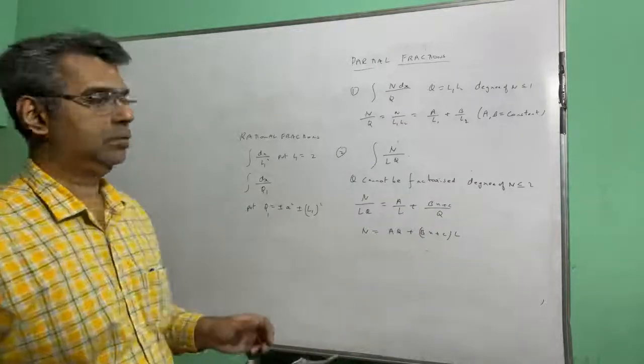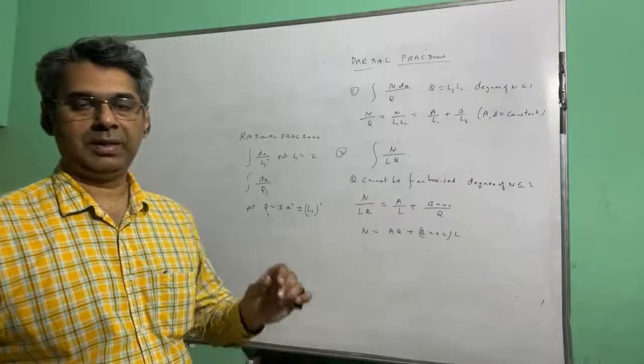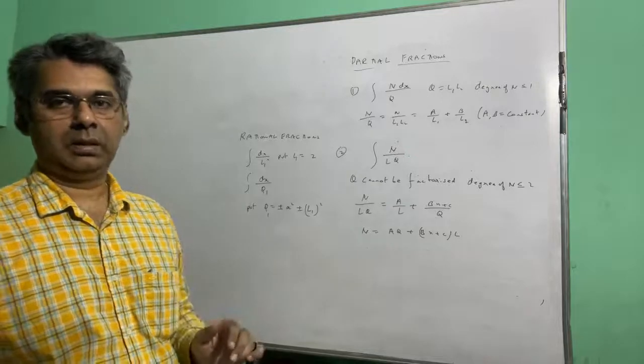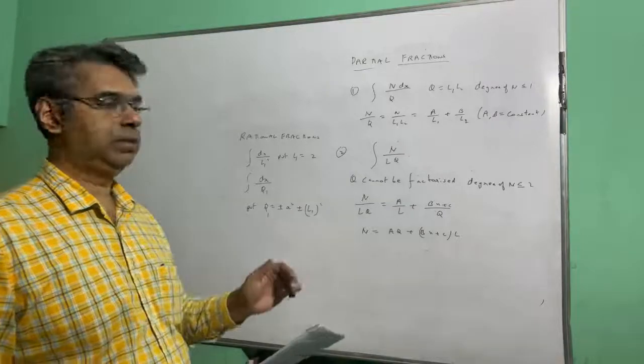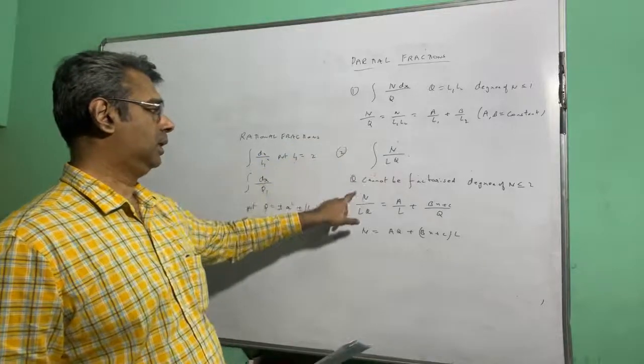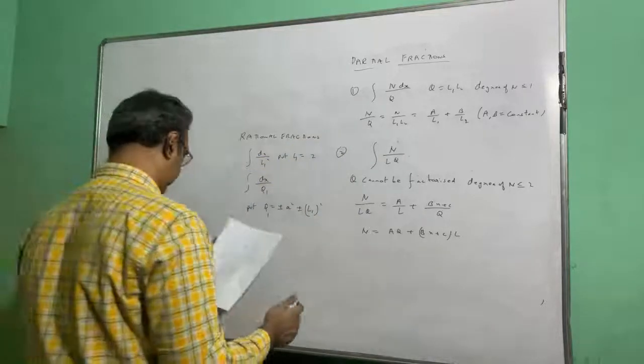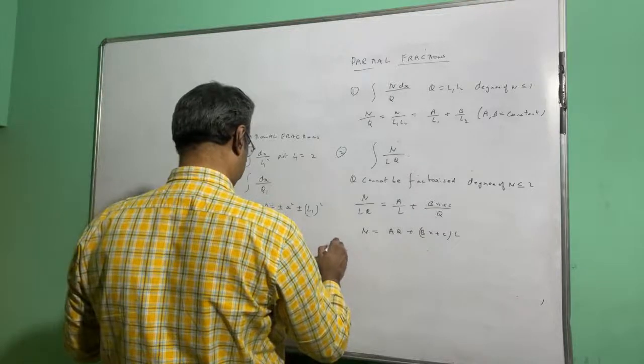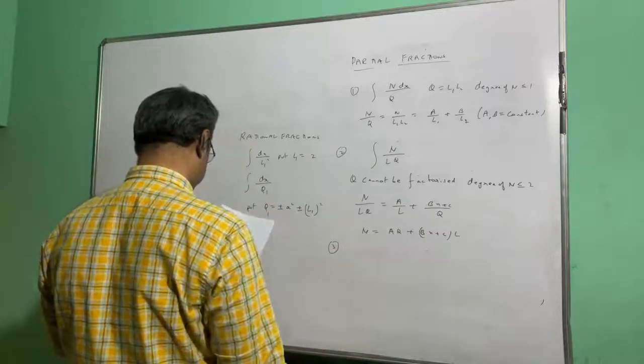See, at present what we are doing in partial fraction, we are just discussing only the method. We are not discussing particular sums, just the broad method. So this is method number 1, this is method number 2. Method number 3.